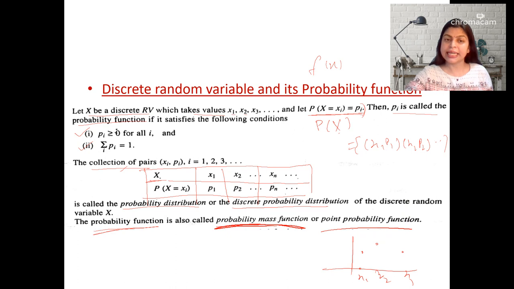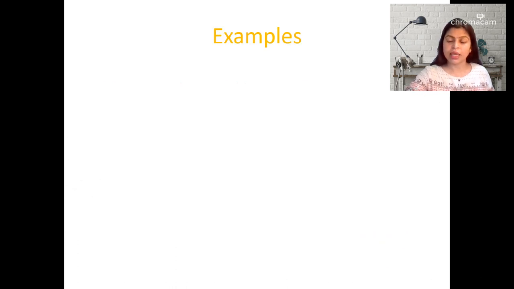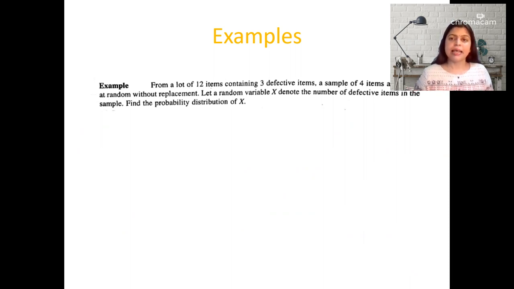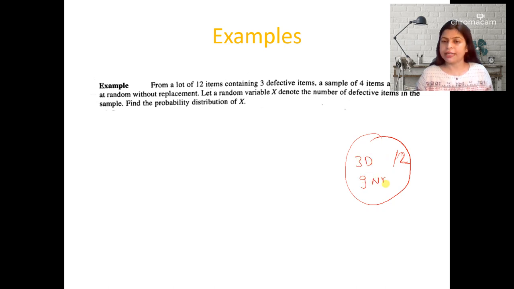Now I am going to take an example so that you can understand what type of questions we can have in the examination. Here, from a lot of 12 items containing 3 defective items, suppose we have 12 items in this collection, and in this we have 3 defective and 9 non-defective items. They have taken a sample of 4 items at random without replacement from it. Let a random variable x denote the number of defective items.